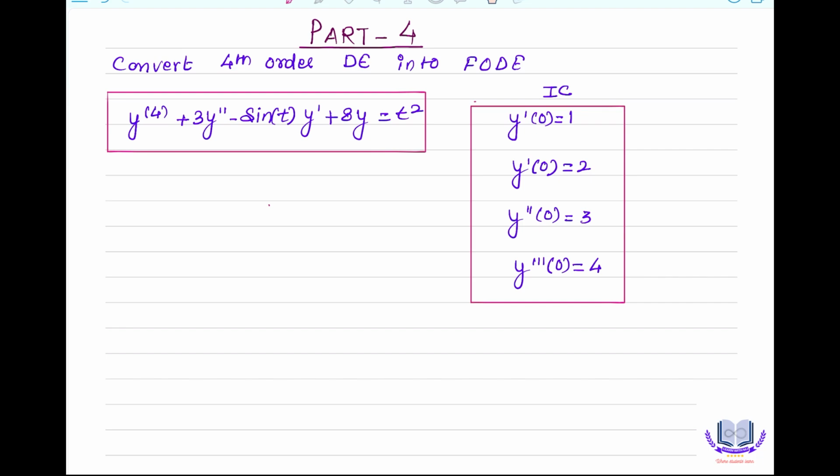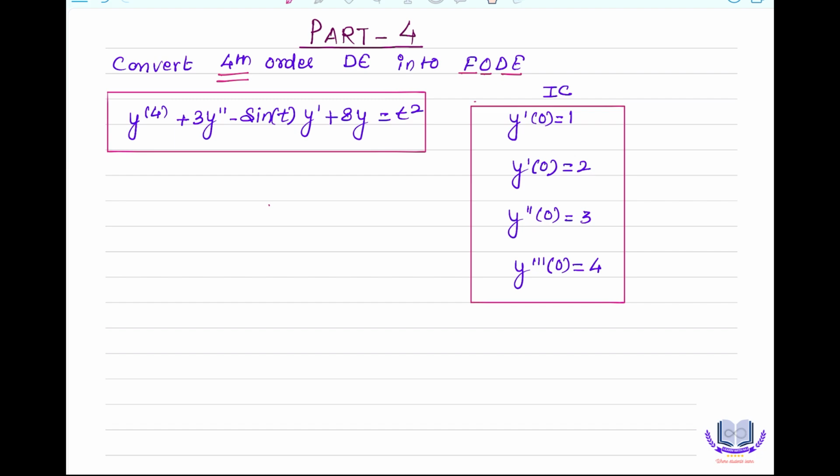Now in this session we are taking another example of fourth order differential equation. So we are going to convert here fourth order differential equation to first order differential equation. So what is the equation? y fourth order plus 3y double dash minus sin t y dash plus 8y equals t square. This is the equation. Okay.